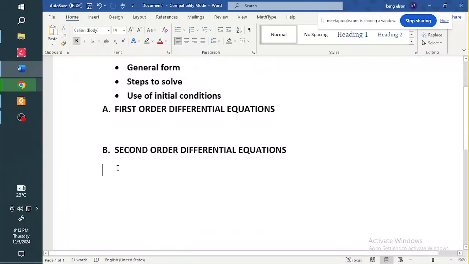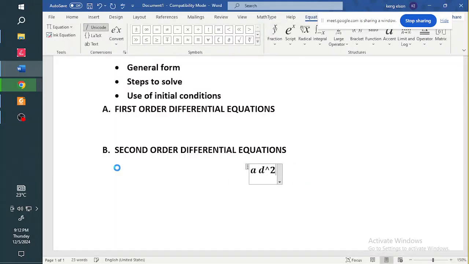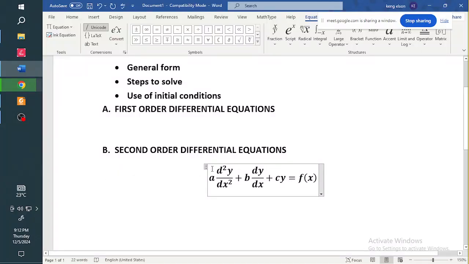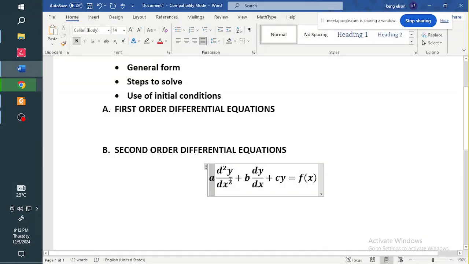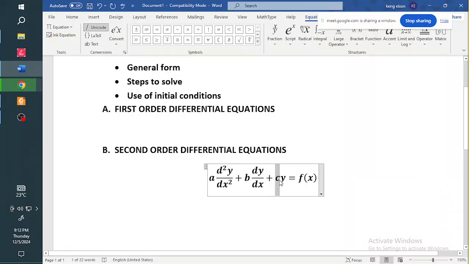Okay, so this is the general form of a second order differential equation. It is of the form a d squared y by dx squared plus b dy dx plus cy equal to f of x. This a, b, and c are all constants. This f of x could be 0 or could be any other function. So if the f of x is 0, then we call that differential equation a homogeneous second order.